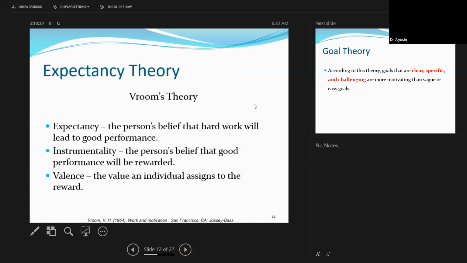So expectancy theory: persons believe that hard work will lead to good performance, which is brought into our system from a very young age, a belief that we are raised with. And then persons believe that good performance will be rewarded. As we tell our children, if you perform well in exams, you will be rewarded with this. And the value the individual assigns to the reward should balance with the reward.